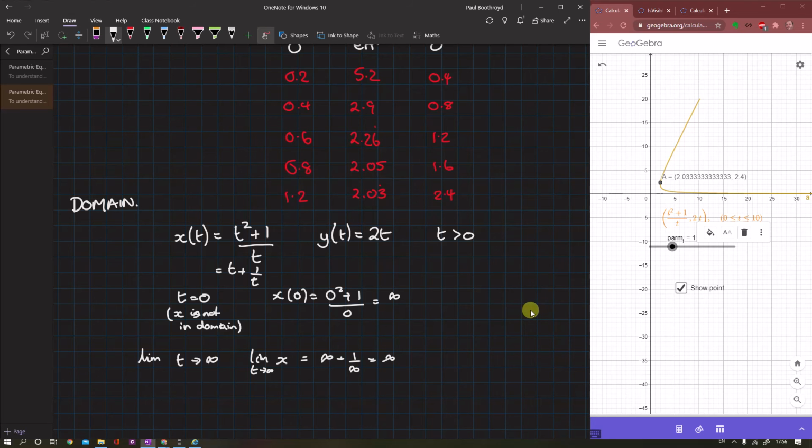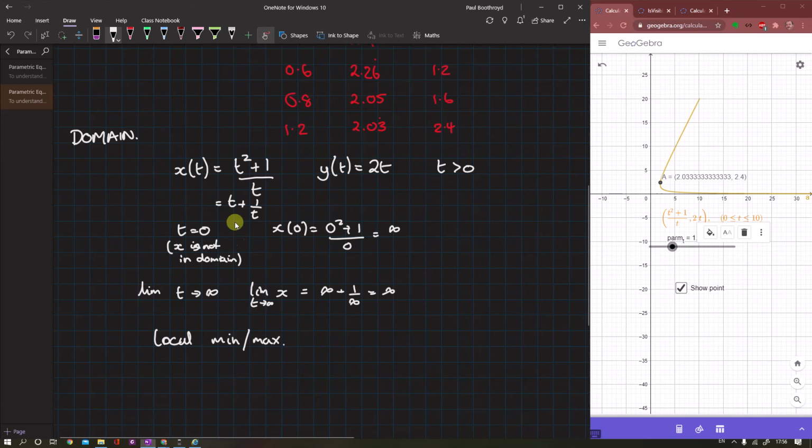So we're now left with a point. We've tried limits. What about finding a local limit, so a local min or max? We need to try that. So we'll do the differentiation of this function. We want dx/dt of t plus 1 over t. Don't get excited, this is not anything to do with logarithms. Remember, it's t to the minus 1.